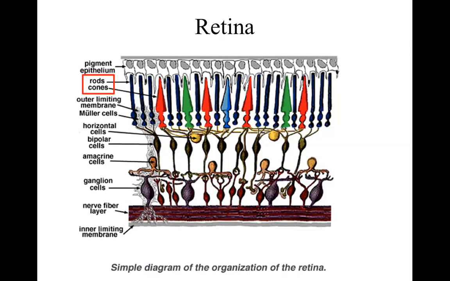And from here you can see that there are three types of cones. You have red cones that are sensitive to red color, you have green cones, and you have blue cones. Basically through these cones we perceive color, and this is basically the answer why we have RGB images.